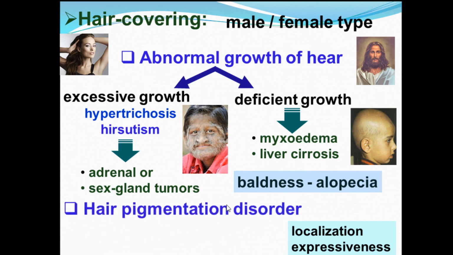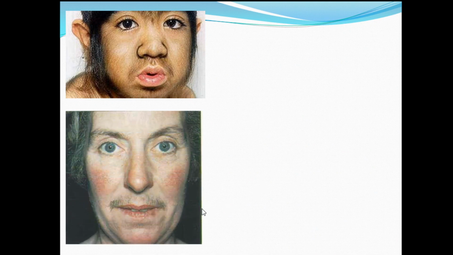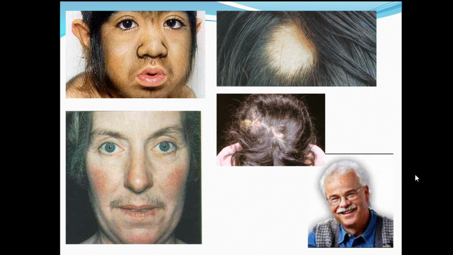We'll pay attention to the color of hair to reveal some hair pigmentation disorder. You see a patient with hirsutism, you see a patient with alopecia, local affection of hair growth, and you see a problem with hair color. But again, it must be correlated with the age of the patient, which may be assessed as physiological or pathological.